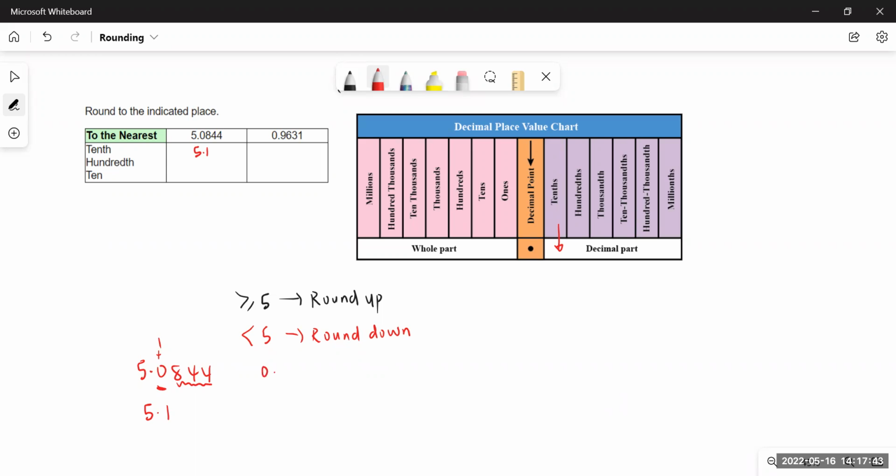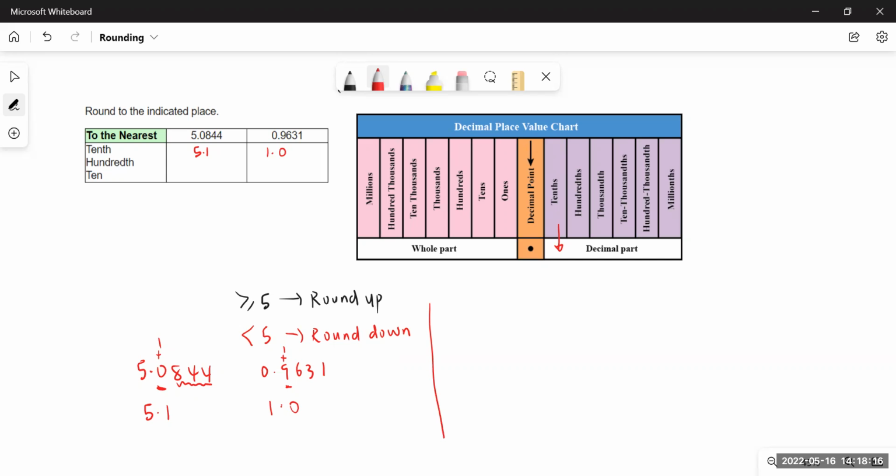And for 0.9631, you want to locate your place value. So the tenths place is the 9, and the digit that follows 9 is 6, which is greater than 5. So we're going to increase the 9 by 1. So we have 10, and you carry over the 1 to the whole number. So that becomes 1.0. And all the digits that follow the 9 will reduce to 0.